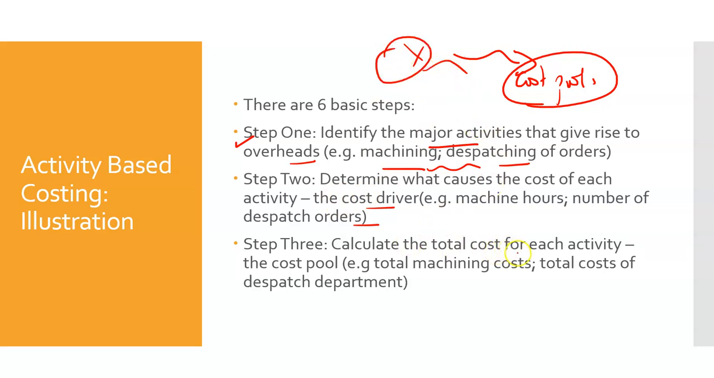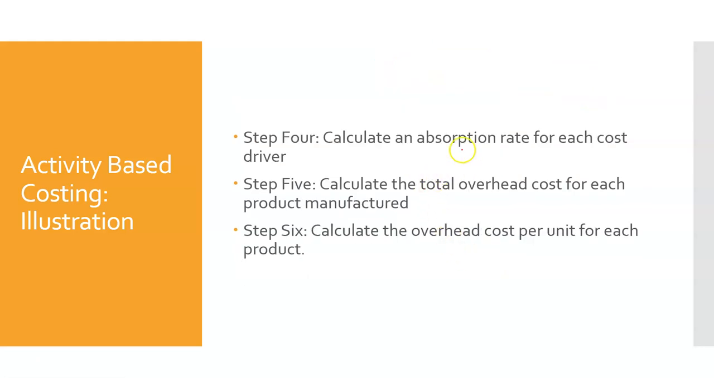And then, like we did with traditional costing, we need to find the total of those costs for each of those activities, and then we know the total amount of the driver, so we can calculate an absorption rate for each cost driver. Taking you back to traditional, we found the total overhead, which was 80,000, and the total driver, which was machine hours.